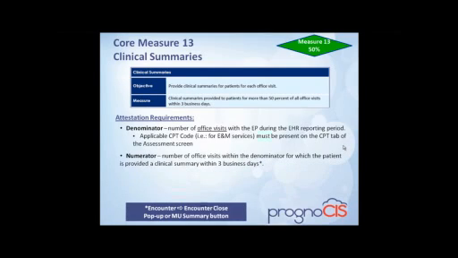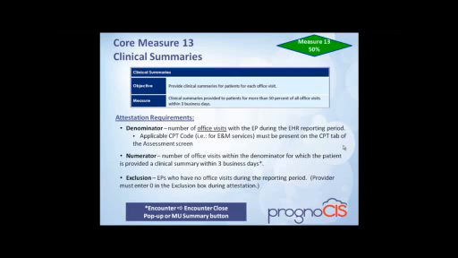The numerator would be 50% of those qualifying office visits. You must produce the clinical summary within 3 business days. Now, within Prognosis, this can be done on the encounter close screen in one of 2 ways. There will either be an automatic pop-up while the physician is closing the encounter, or it can be manually printed by clicking the MU Summary button.